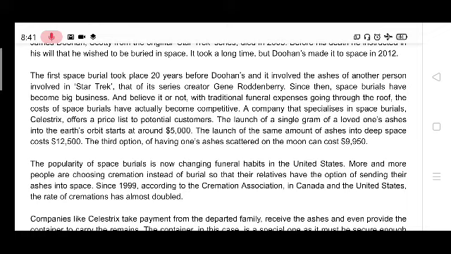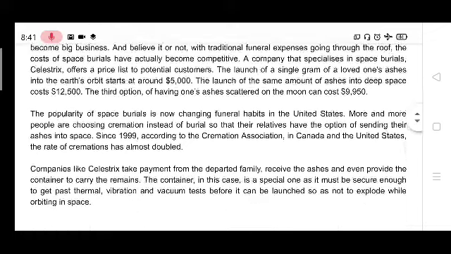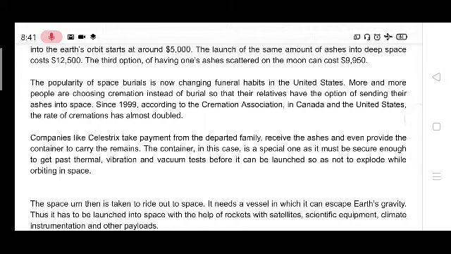A company that specializes in space burials, Celestrix, offers a price list to potential customers. The launch of a single gram of a loved one's ashes into the Earth's orbit starts at around $5,000. The launch of the same amount of ashes into deep space costs $12,500. The third option of having one's ashes scattered on the moon can cost $9,950.